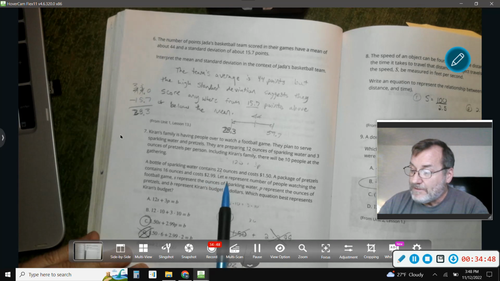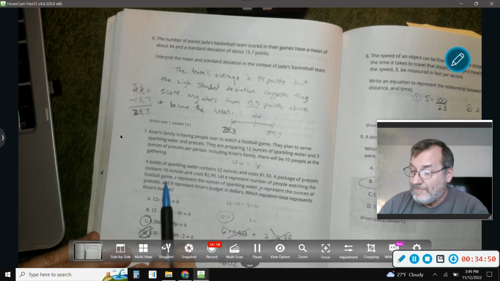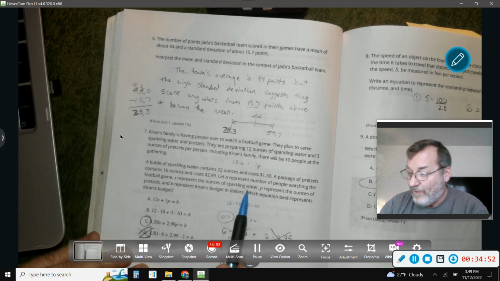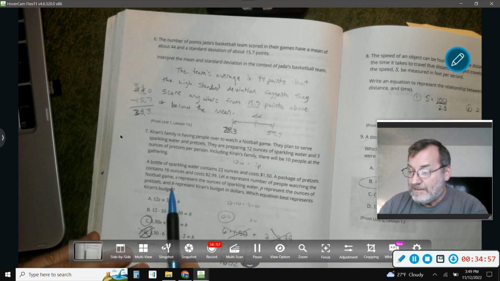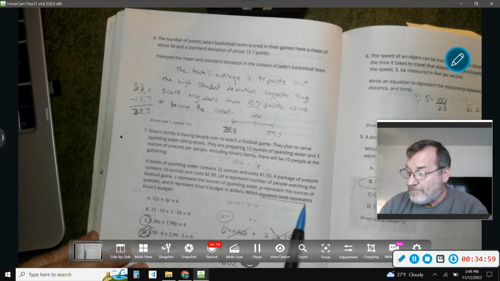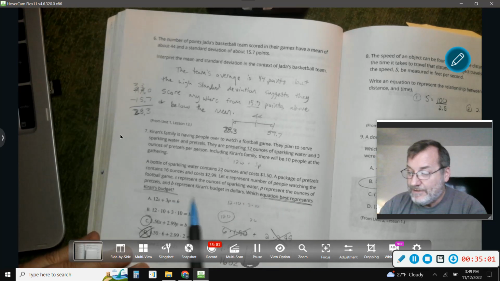Jiminy Christmas. Let N represent the number of people watching the football game. S represents the sparkling water. P represents the ounces of pretzels. B is the budget. Yikes. Which equation best represents the budget?